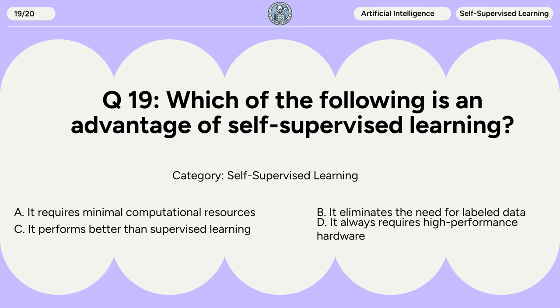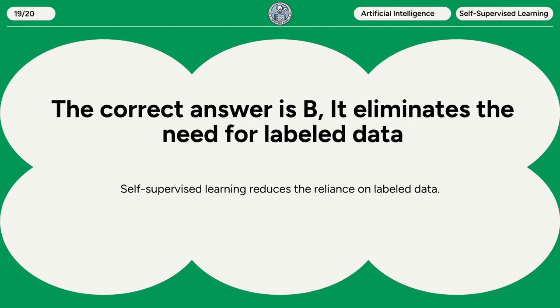Question 19. Which of the following is an advantage of self-supervised learning? A. It requires minimal computational resources. B. It eliminates the need for labeled data. C. It performs better than supervised learning. D. It always requires high-performance hardware. The correct answer is B. It eliminates the need for labeled data. Self-supervised learning reduces the reliance on labeled data.